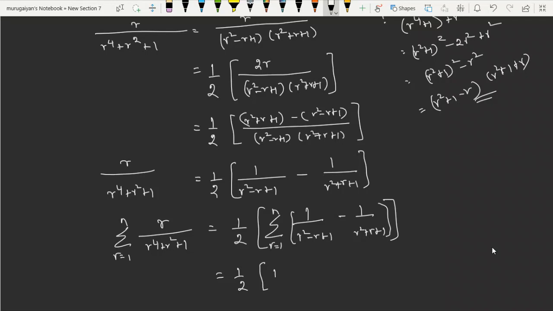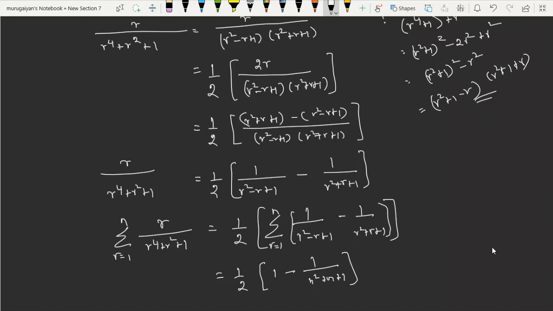Then for the least term, put r equal to n in the second part: 1 by n square plus n plus 1. This is the least term. Very important: from the general term, a difference of two terms, we can find the largest term and the least term. How to get the largest term? In the first part, put r equal to 1. To get the least term, put r equal to n in the second part of the partial fraction.